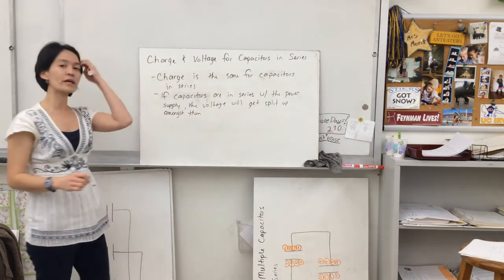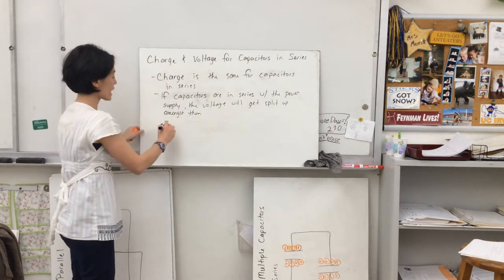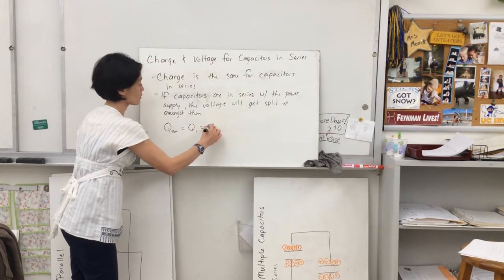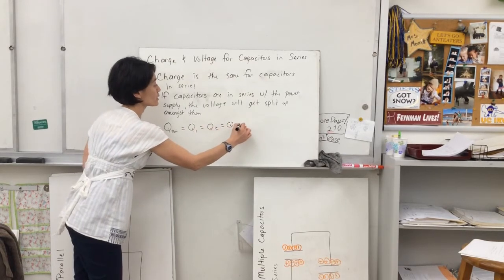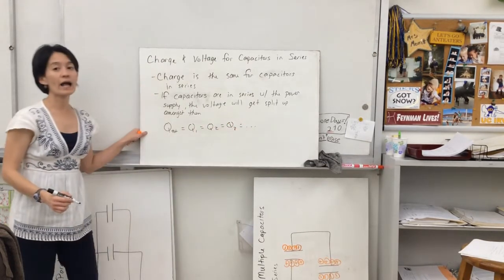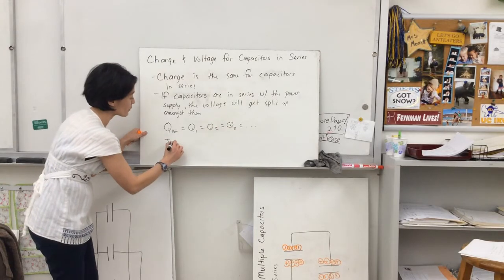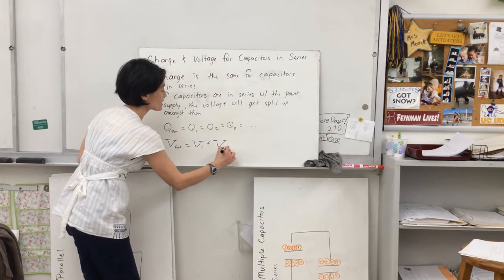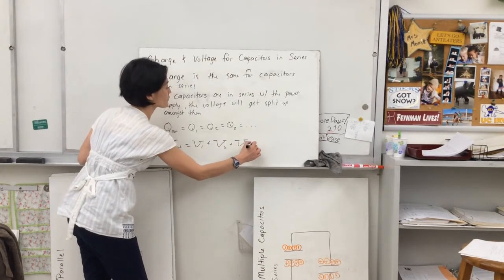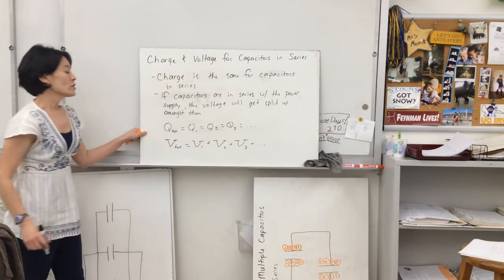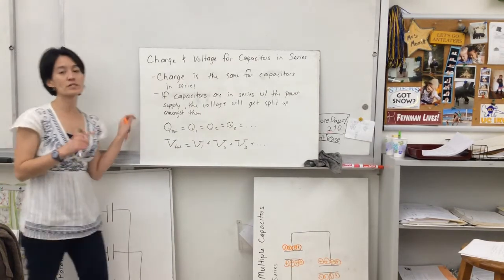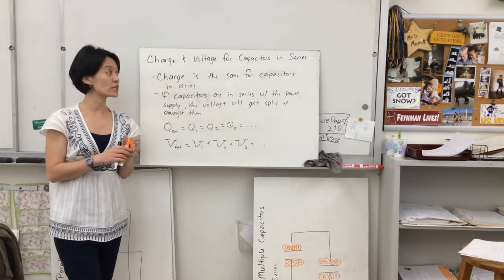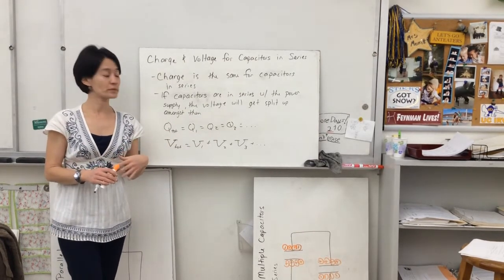In terms of what that looks like in an equation, the total charge is equal to Q1, the same as Q2, equal to Q3, etc. Whereas the voltage is going to get split up, so my total voltage is going to be V1 plus V2 plus V3. That relationship is the same as we saw with resistors in series, in that the charge is going to be the same and the voltage is going to split up.